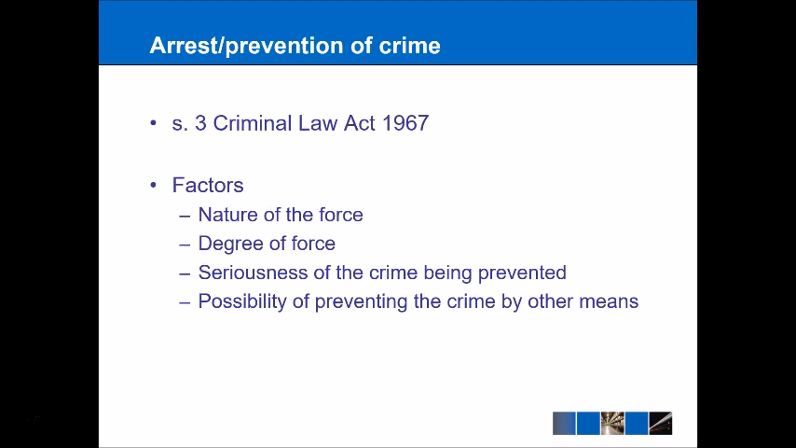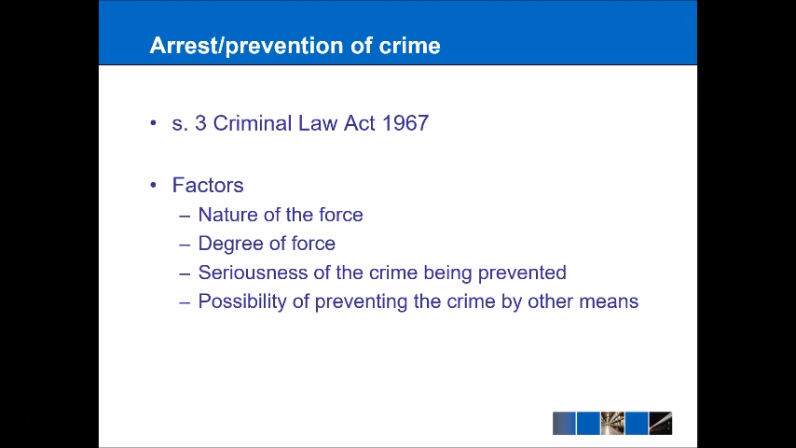So we talked about right at the start about how there are three different elements of self-defense: in relation to the person, in relation to the property. But we've not really talked very much about how it relates in relation to arresting or prevention of crime. And we can still look for this back to Section 3 of the Criminal Law Act 1967.